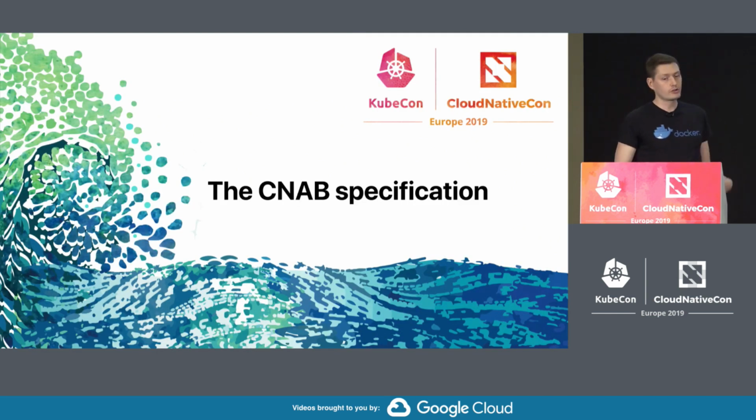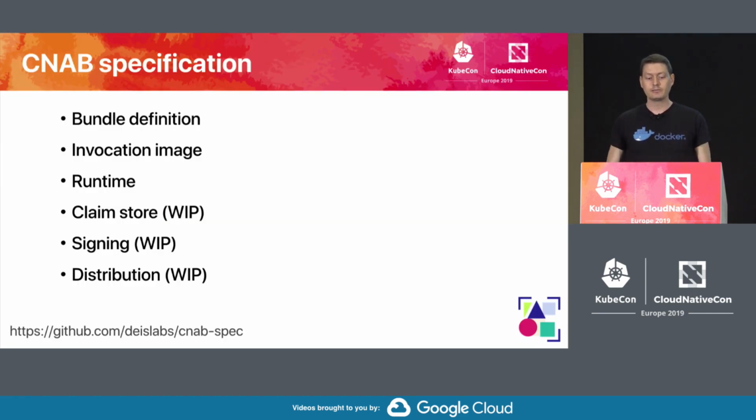So let's take a quick look at the CNAB specification itself. It's broken up into a bunch of pieces. We're working on different pieces in parallel because, as you saw before, there's a bunch of us working on this. The first three, so the bundle definition, invocation image, and runtime, are part of the core specification, and these are nearly stable. We're hoping to stabilize them pretty soon. There's then the claim store, signing, and distribution portions, which are works in progress.